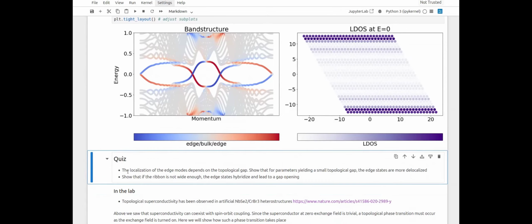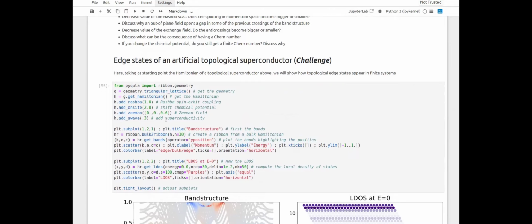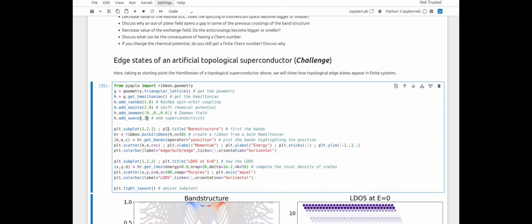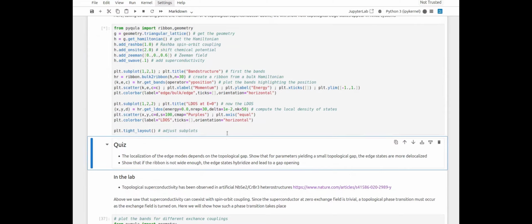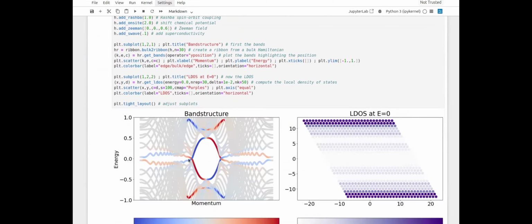So let us go through the question. First, the localization of the edge modes depends on the superconducting gap. Show that for boundaries yielding a small topological gap, the edge states are more delocalized. One way of having a small topological superconducting gap is by decreasing the value of the S-wave superconductivity itself. If the S-wave superconductivity is very small, then you see that the gap is very small, and this is effectively what you see here.